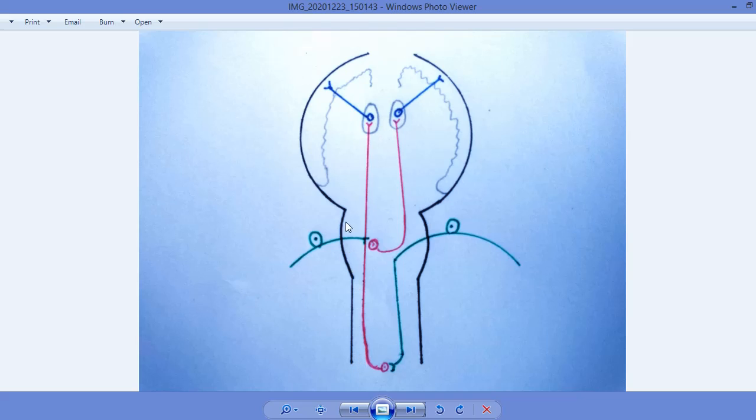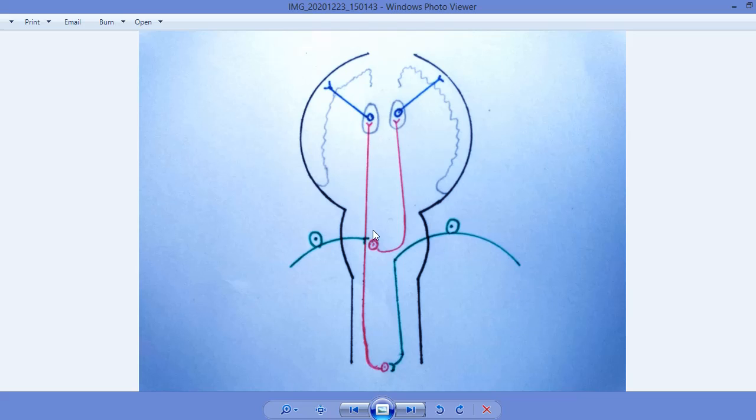From this portion to this portion, this is the brain stem, and the lower part is the medulla oblongata, and this is the pons of the brain stem. So the first order neuron will directly enter into the pons of the brain stem, either from the right side or from the left side.